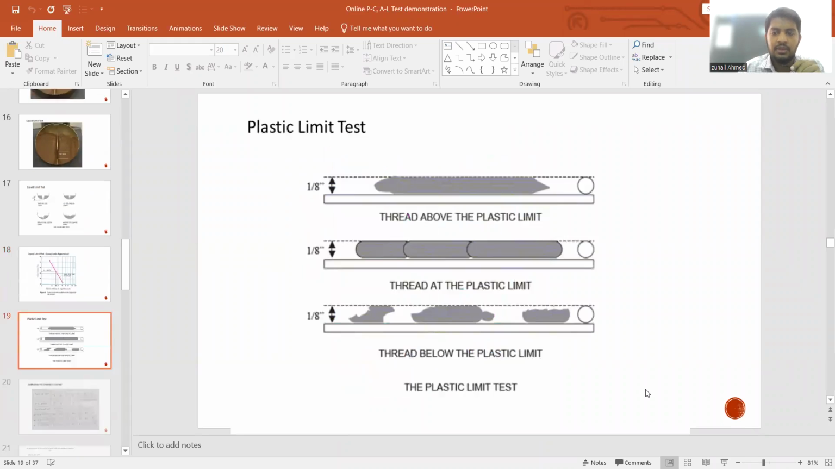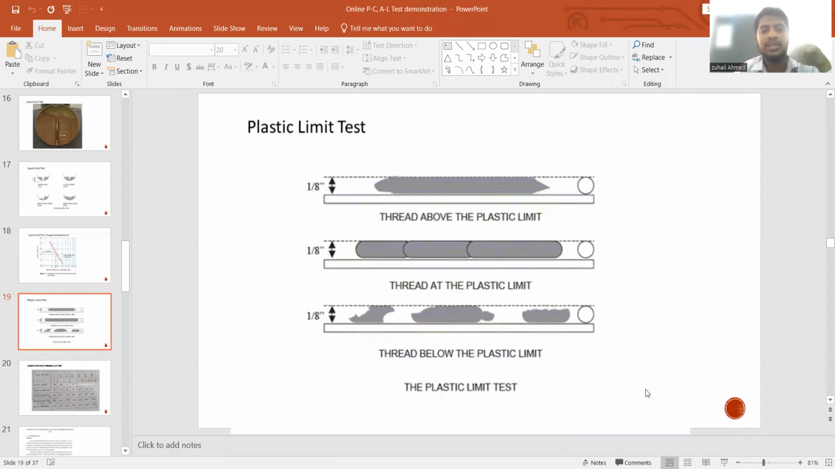Okay. Then here, plastic limit state: the thread above the plastic limit will seem like this. At the plastic limit, it should seem like this, around 3 millimeter. Then this one, the thread below the plastic limit, it will crumble like this, but should eventually crumble like this. Okay.